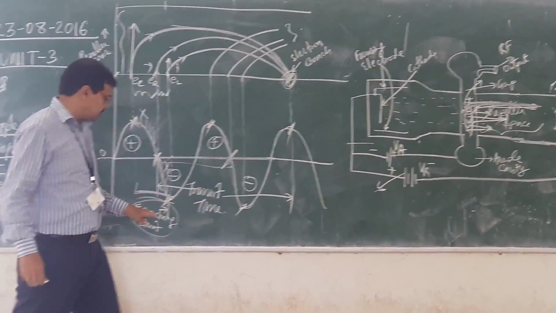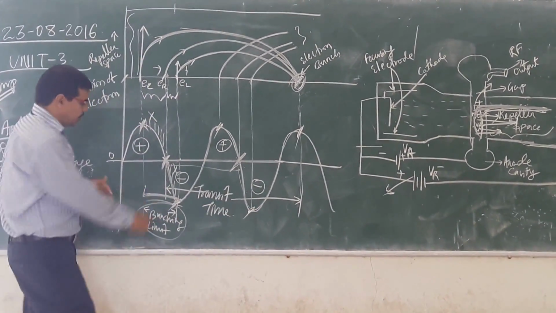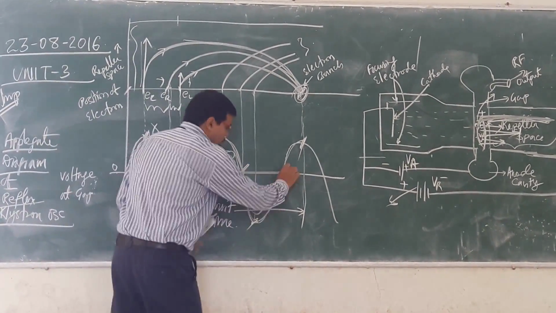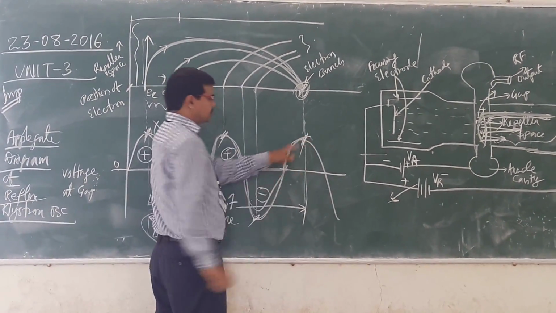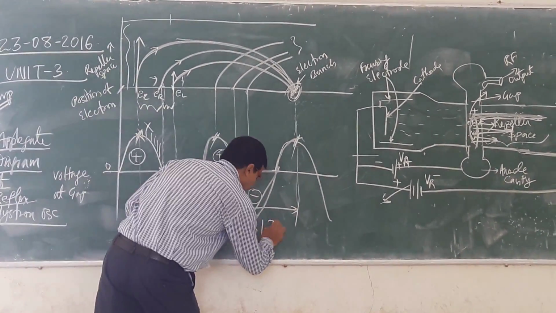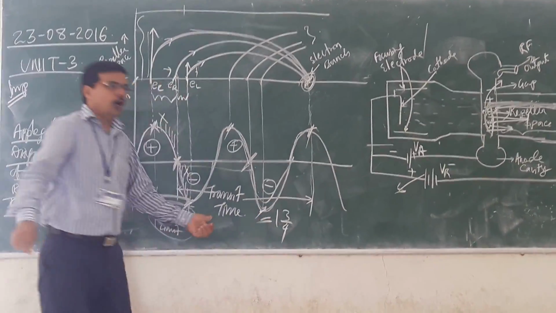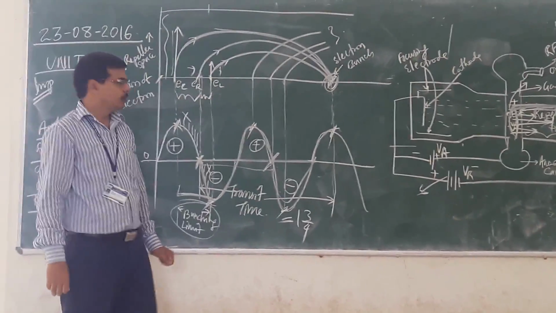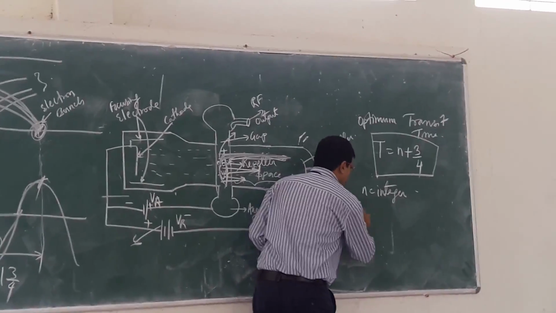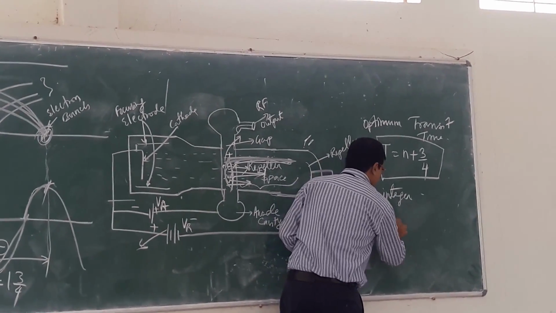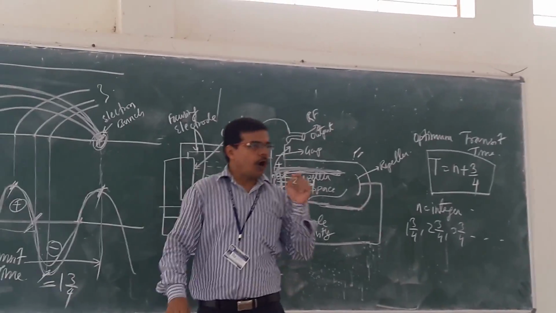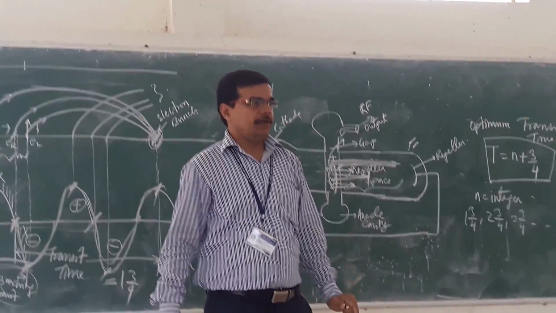Here if you are seeing this transit time, here one negative going, one positive going, one cycle completed. This is one negative going and this much positive going. So if I am seeing this transit time, this is your one. So this is also one optimum transit time. Okay. So here n is an integer, means we can say that 1 3/4, 2 3/4, 3 3/4, all these are your optimum transit time.